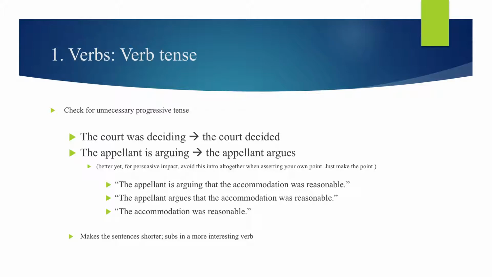In the second one, the appellant is arguing. That's the present progressive, but really it should be the present simple.